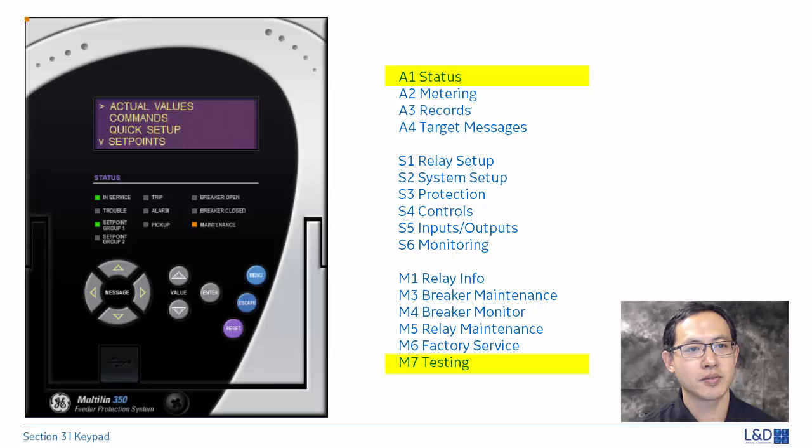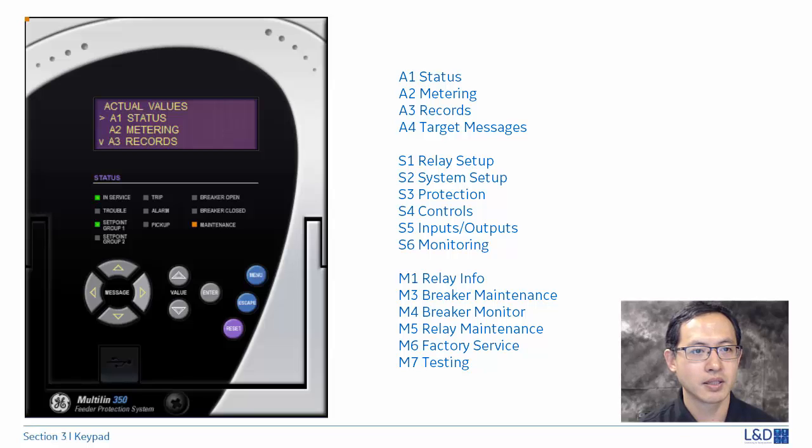If we go back to the actual values, press the menu key and check the status of the output relay, going to A1 status, and check the output relay and press enter. We can see now the trip status is on.